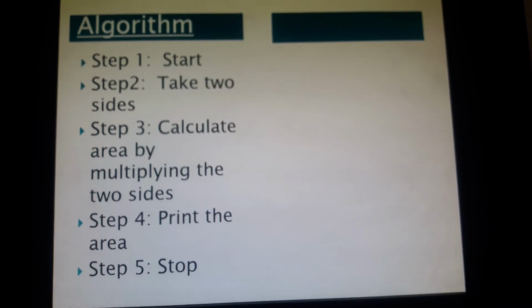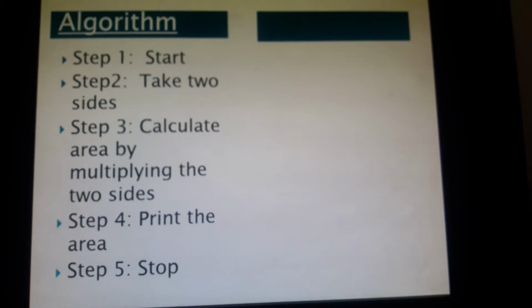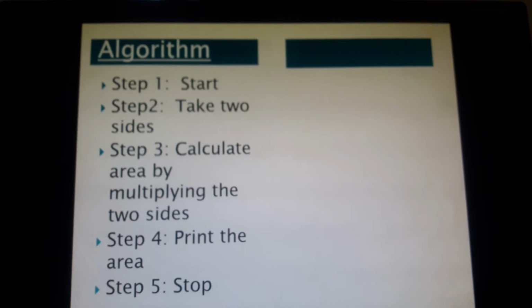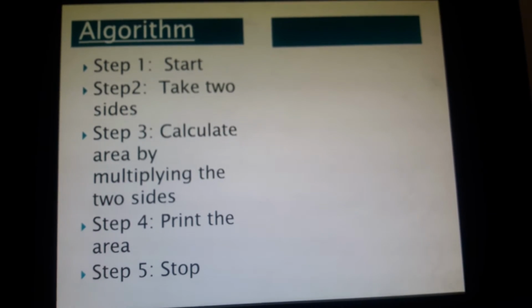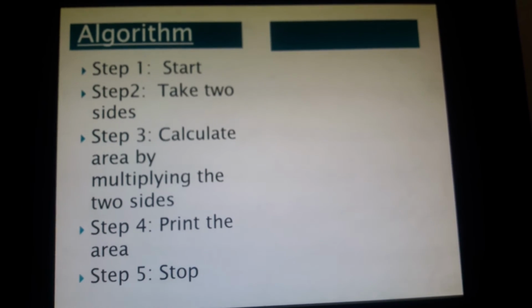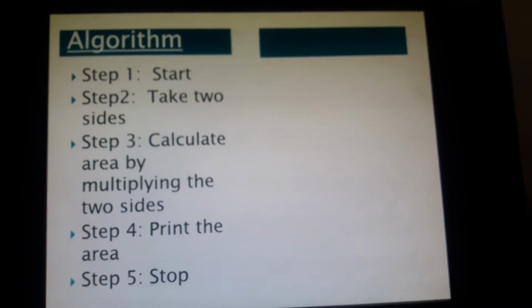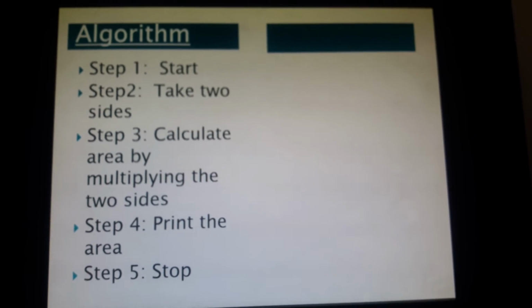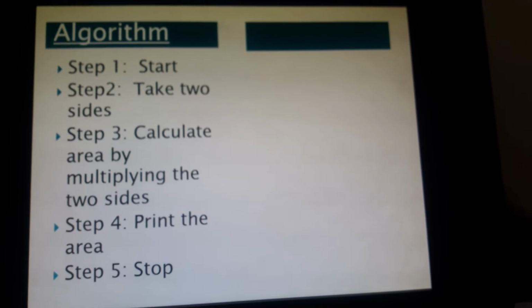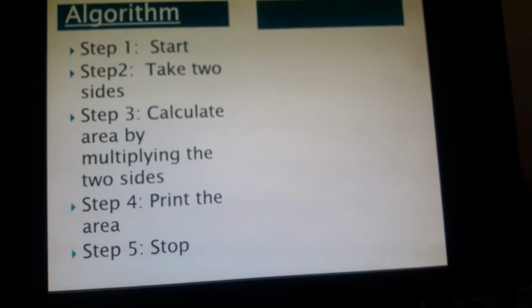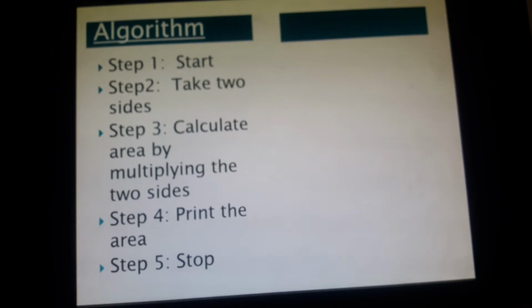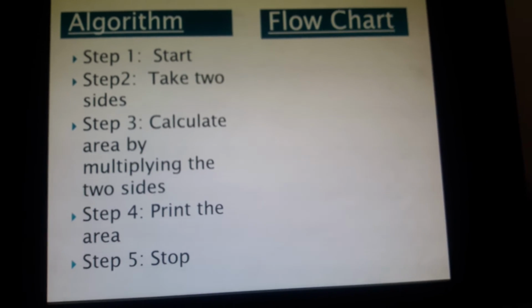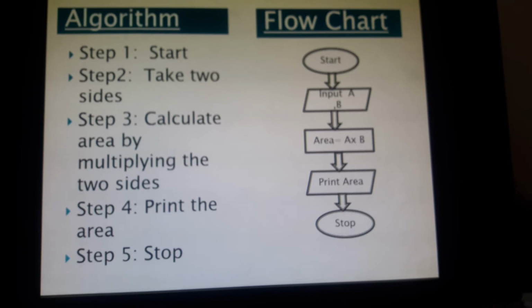To find out the area of a rectangle, what algorithm have we written? First start, then take two sides, then multiply these two sides. Why multiply? Because the formula of area of rectangle is equal to L into B. So we'll multiply these two sides and then print the area, last stop. Now we'll convert this algorithm into flowchart.